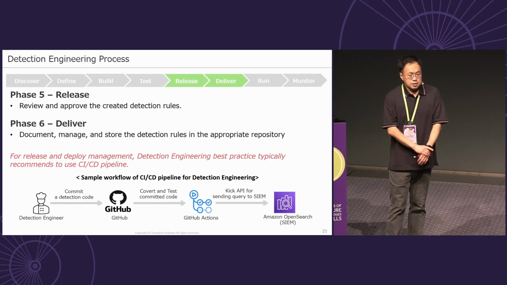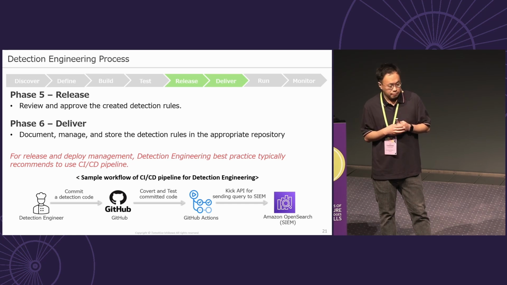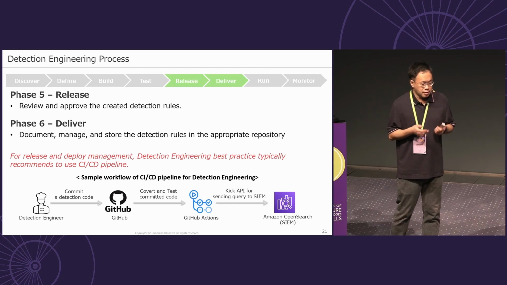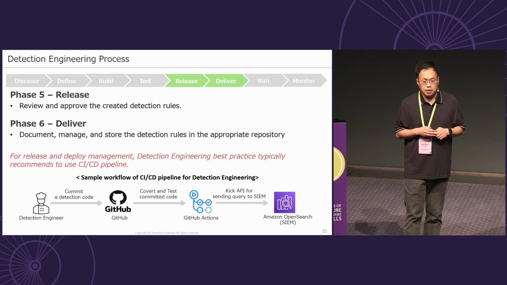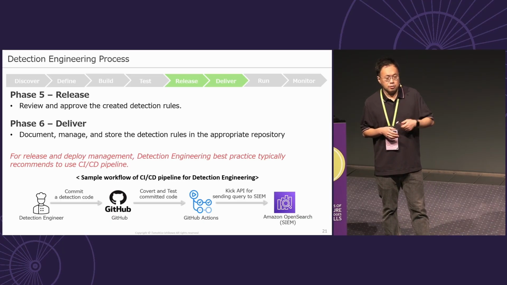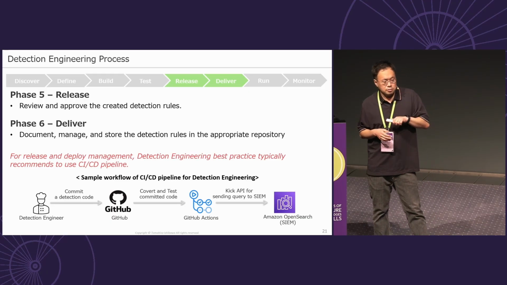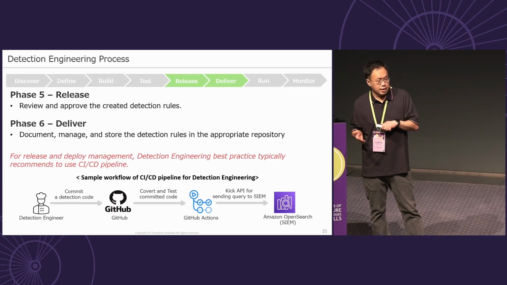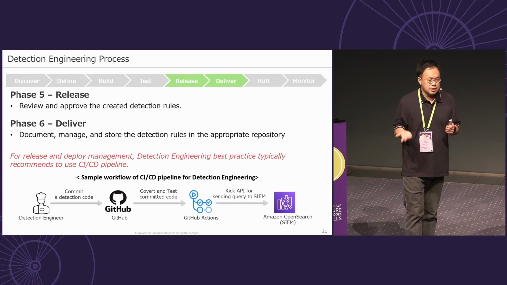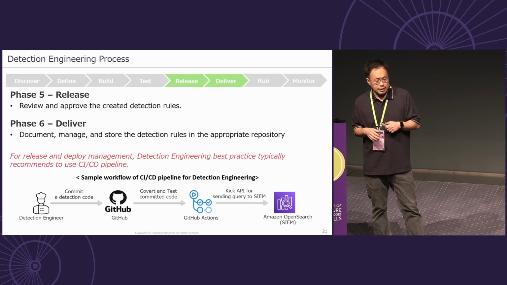Once this is finished, we start the release and deliver phase. Usually it depends on the company, but we review and approve the created detection rule, and we also have some sort of documentation. We store the detection rule in the appropriate repository, and we deploy the rule to the environments. So this is phase 5 and phase 6.